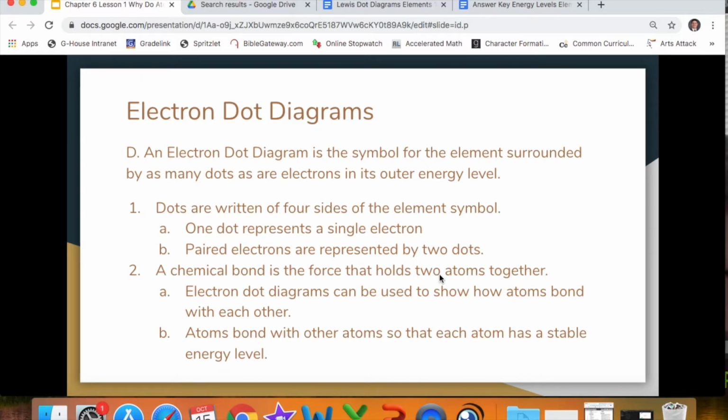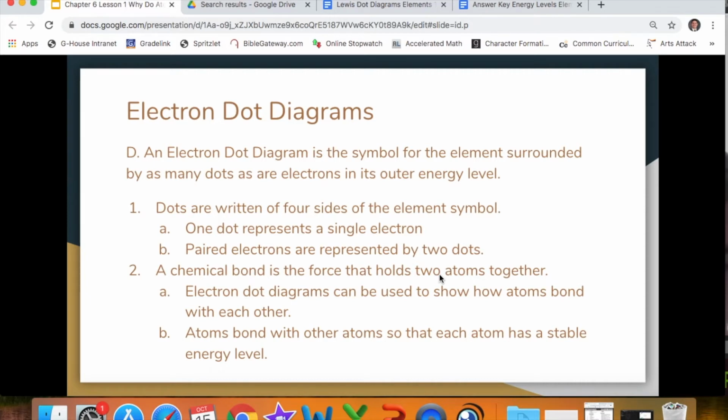You can do this with electron dot diagrams. An electron dot diagram is the symbol for the element surrounded by as many dots as there are electrons in the outer energy level. Only the outer energy level electrons are shown because these are what determine how an element can react. Well, how do we write them? How do you know how many dots to make?